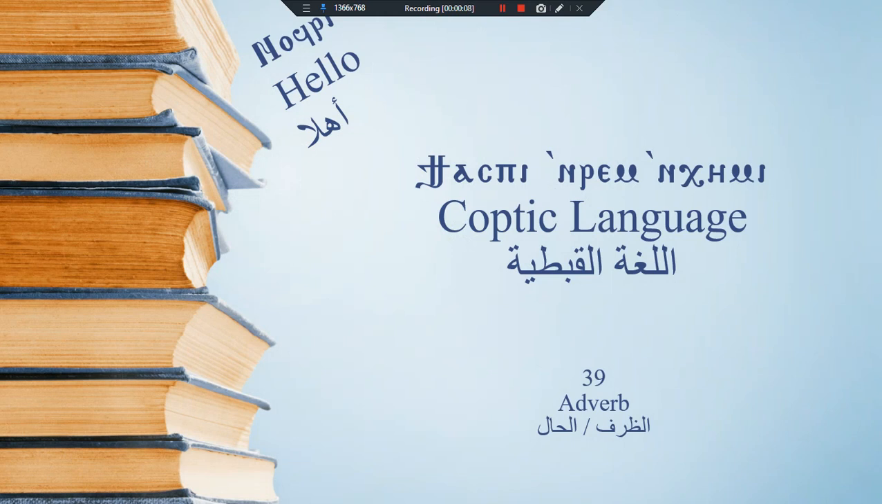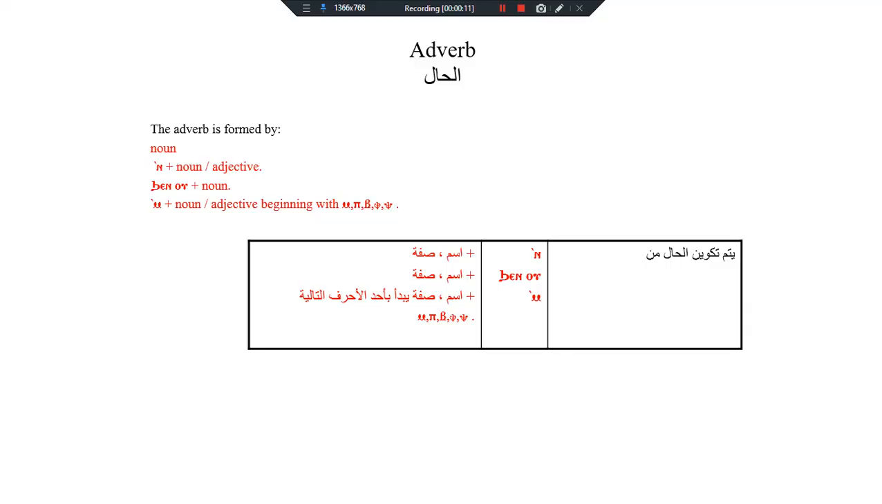Today we are going to talk about the adverb. The adverb is a word, a noun or adjective, which follows the verb. We use "in" after the verb, followed by the noun or adjective, or "gen" plus noun, or "m" plus noun or adjective with words beginning with m, p, or phi, or psi.